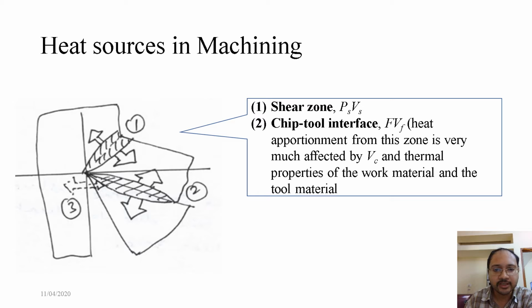Zone 1, heat in the shear zone, is responsible for the rate of energy with which the chip shears, that is Ps times Vs. Zone 2, heat at the chip tool interface, is due to the rate of energy spent in the friction of the chip relative to the tool, that is F times Vf, and is very much affected by the thermal properties of the work material and the tool material.